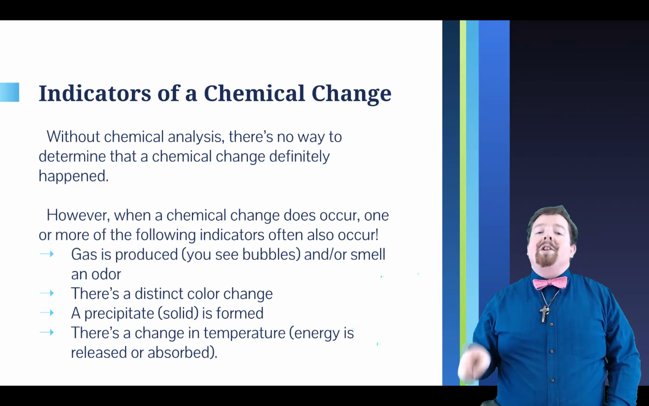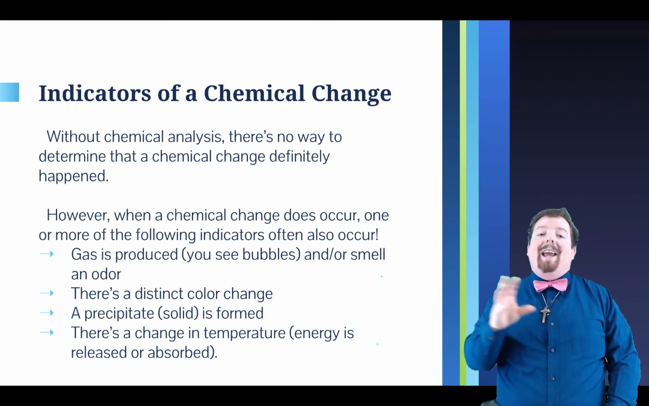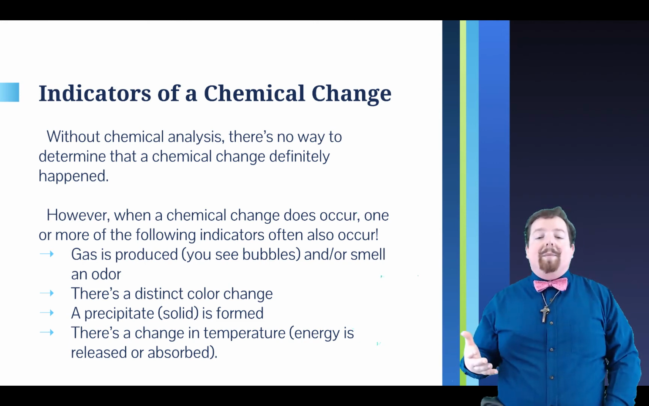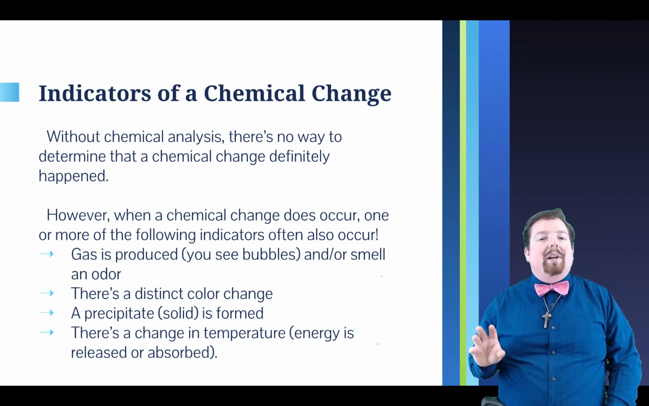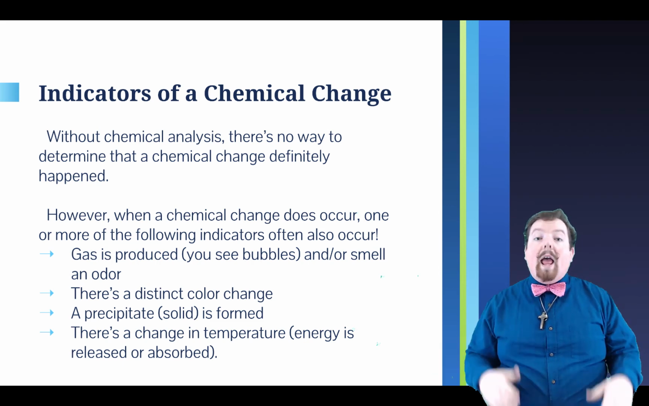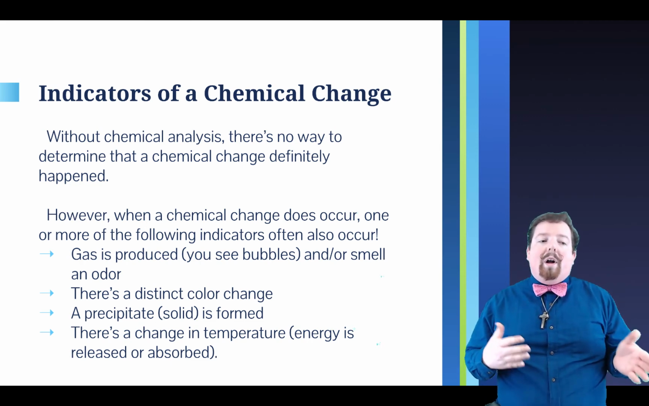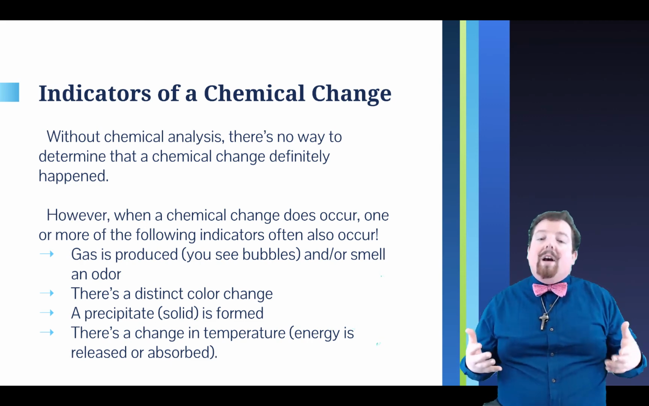The only way to be 100% sure that a chemical change has happened is if you test the chemical before and after the supposed reaction happened. And if you see that you ended up with something different, then you know that a chemical reaction happened. However, we don't usually have access to that kind of chemical analysis. So we use some indicators that are usually pretty good at telling us whether a chemical change happened or not. However, when a chemical change does occur, usually one or more of the following indicators also happens.